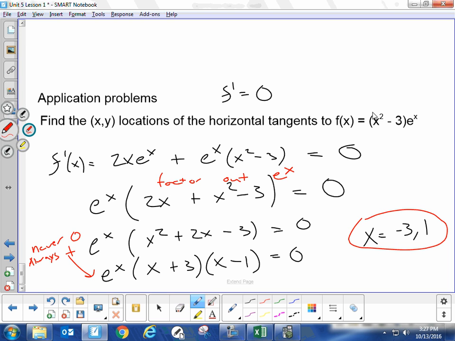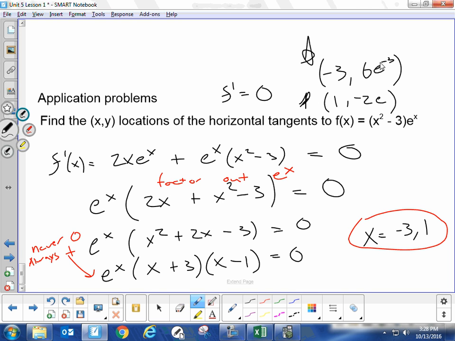So I plug in negative 3, I get 9 minus 3, which is 6, times e to the negative third. So I'd have negative 3 times 6 e to the negative third, or 6 over e cubed. I plug in 1, I get negative 2e, so I'd have 1, negative 2e. Those would be the points where you'd have horizontal tangents, okay?